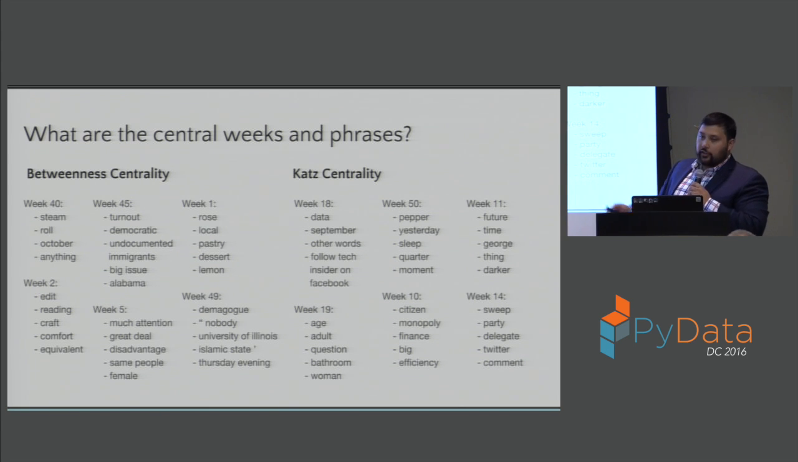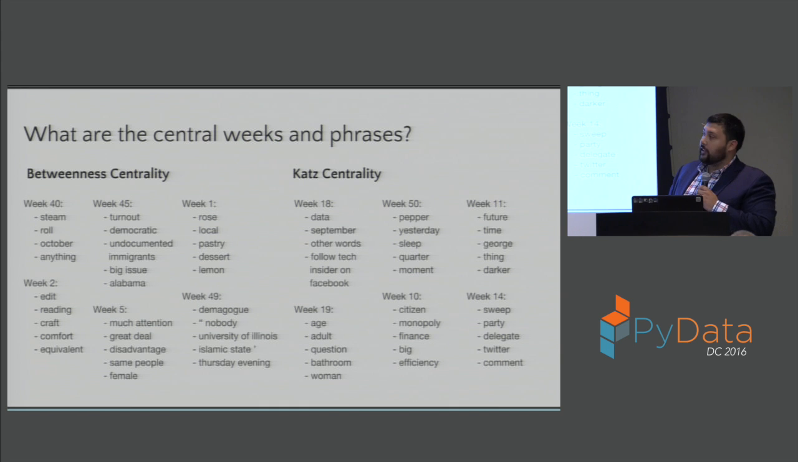So this is betweenness centrality, which is a very common centrality measure. These weeks are ordered in terms of their importance, and the key phrases attached to each week are also ordered by importance. You can see that in week 49, demagogue, nobody, University of Illinois, Islamic State were the most important things. However, week 45 is more central than week 49, and it has turnout, democratic, undocumented immigrants, etc.